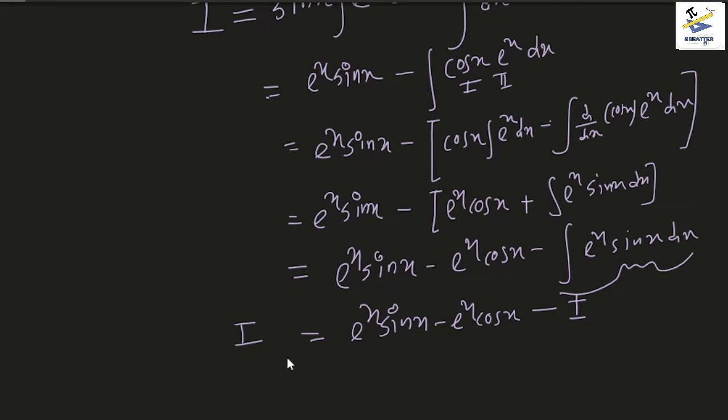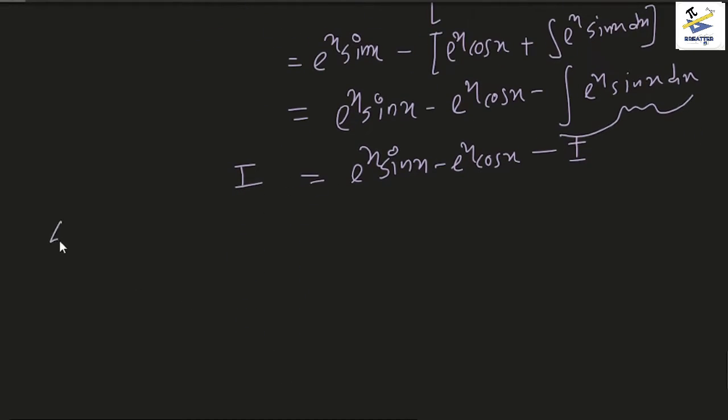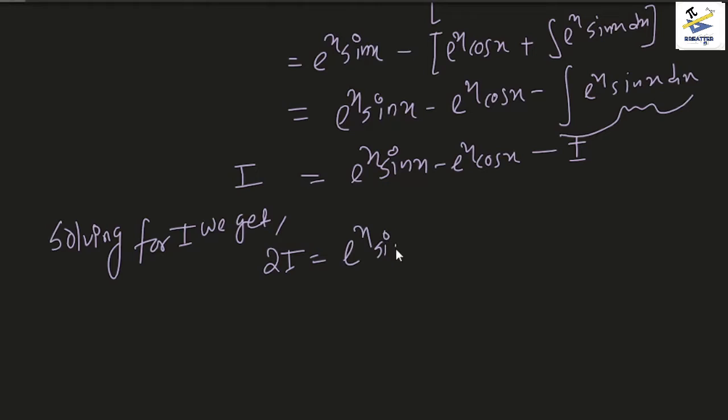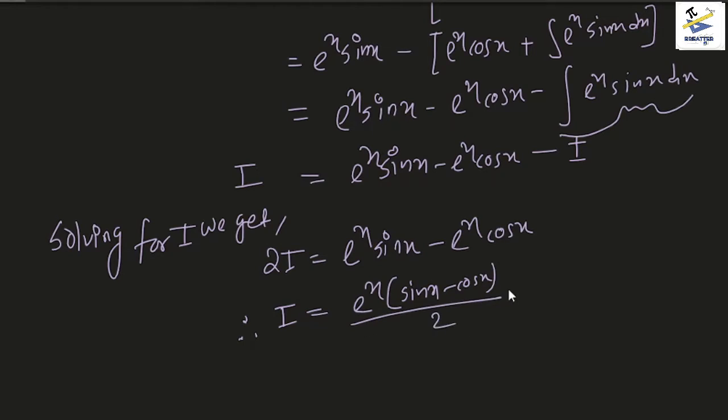So solving for I, we get 2I equals e to the power x sin x minus e to the power x cos x. Therefore I is equal to e to the power x whole into (sin x minus cos x) by 2, and obviously there is a plus c, which is the answer.